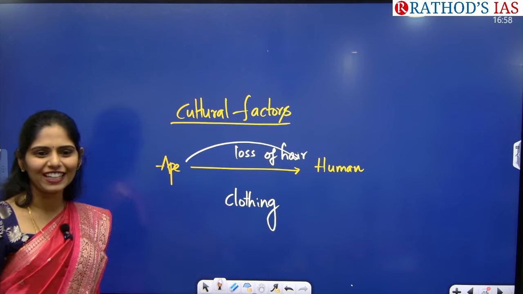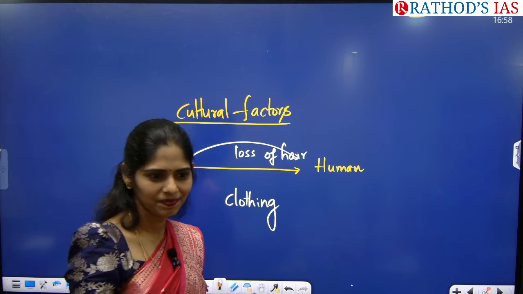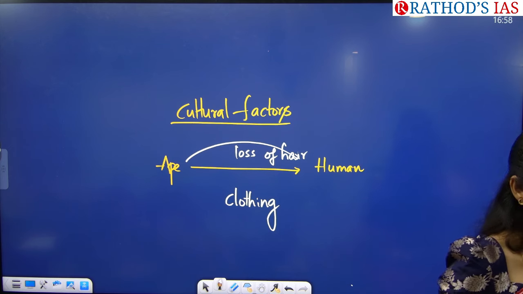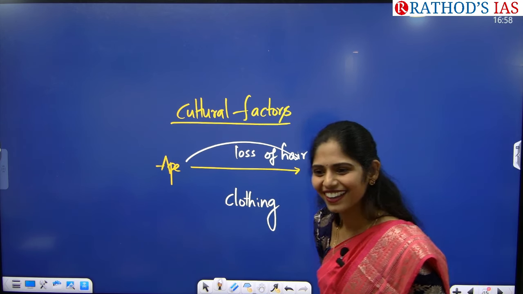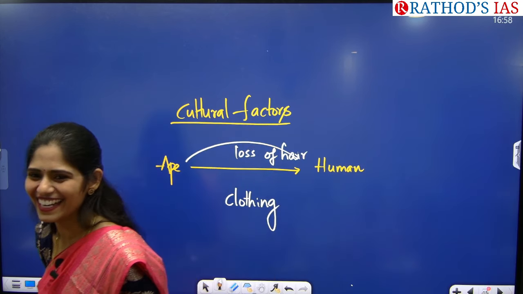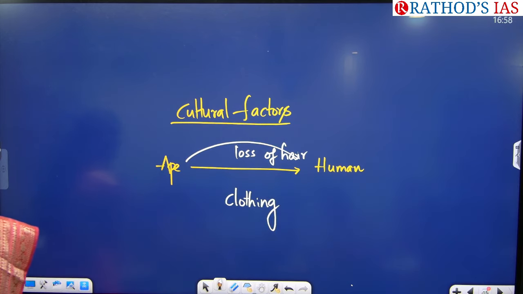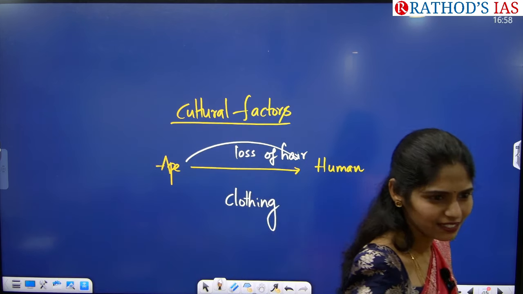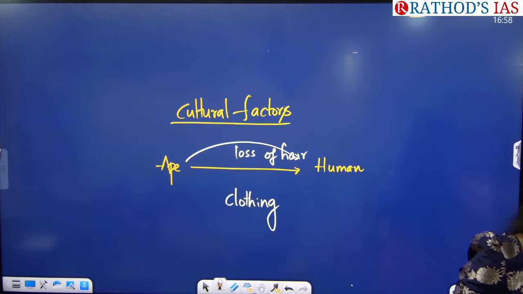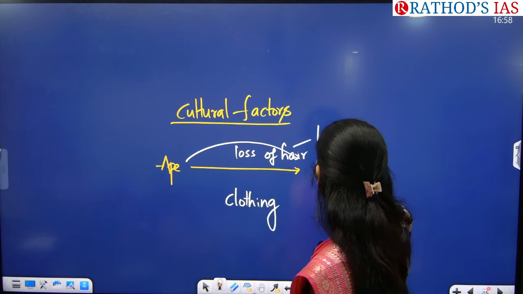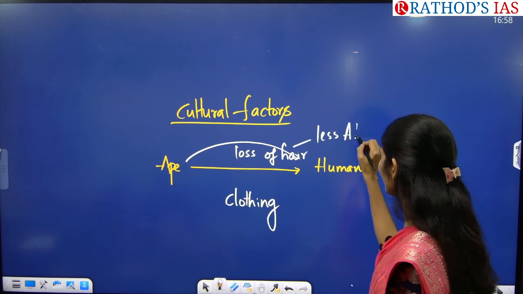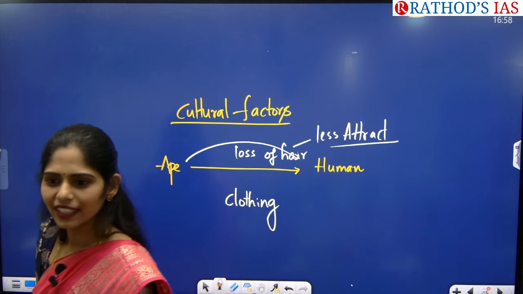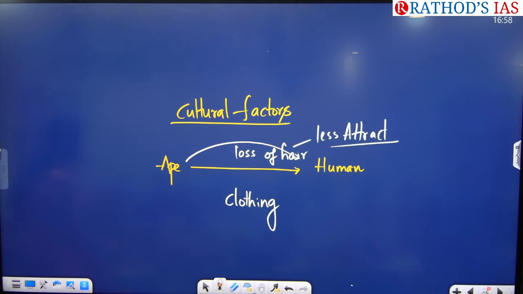So what is the disadvantage of having hair on the body? Have you seen this movie? One song, yes, that song only. So in that song, how is the human represented with hair? Is that person attractive? Yes? No. So one disadvantage is being less attractive. I will come back to this point later. Now tell me another disadvantage of having hair.